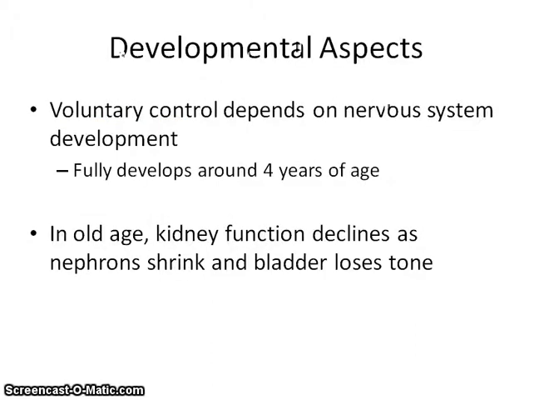Voluntary control depends on your nervous system. Usually you can't depend on full development or full control over the bladder until about 4 years of age. And then as you age, the kidney function is going to decline, the nephrons are going to shrink, and the bladder loses its tone, which also contributes to some incontinence in older adults.